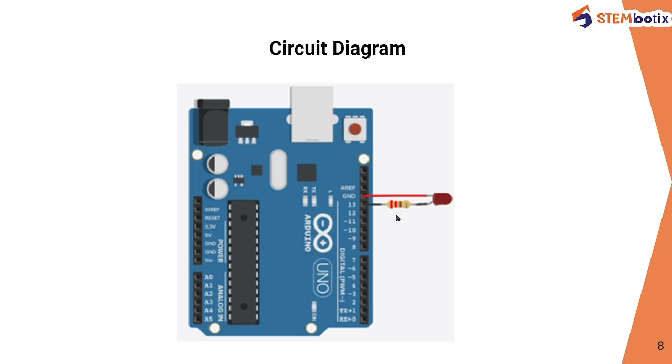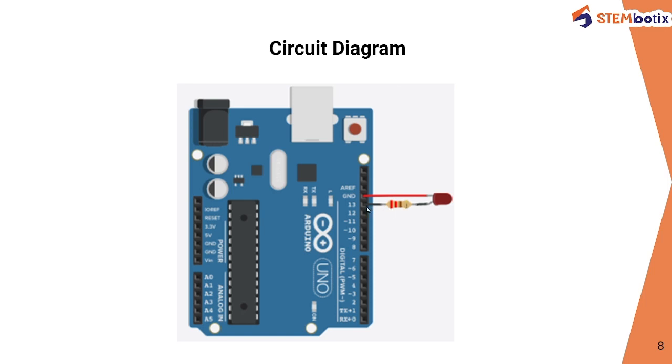Now this resistor is used to limit the current flowing through this LED. So the main function of the resistor here is to control the current flowing through the LED. We have connected the cathode terminal of this red LED to the ground. So the ground pin of Arduino Uno is connected to the cathode terminal of the LED, and the anode terminal as usual is connected to one digital pin.